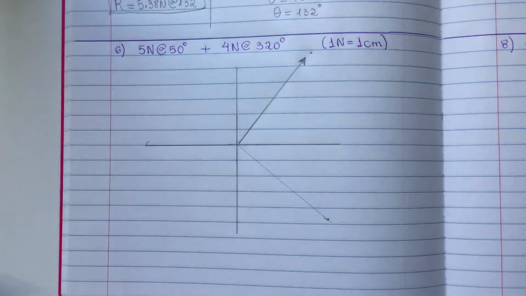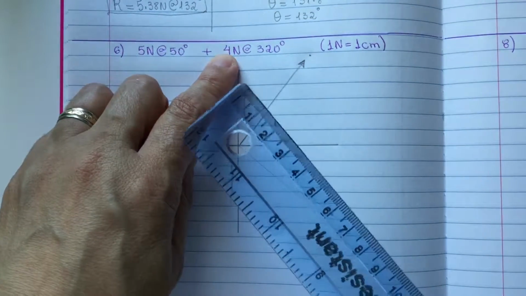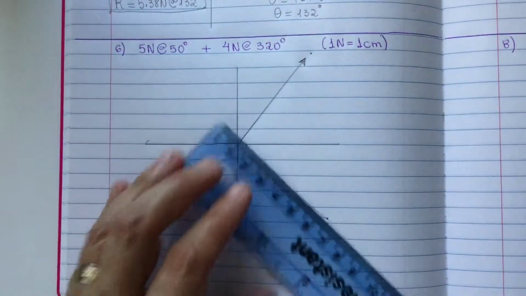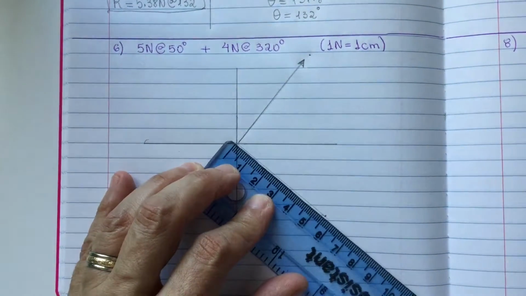Use the ruler to draw your 4 newtons using the scale, 4 centimeters. So right here, 4 centimeters.